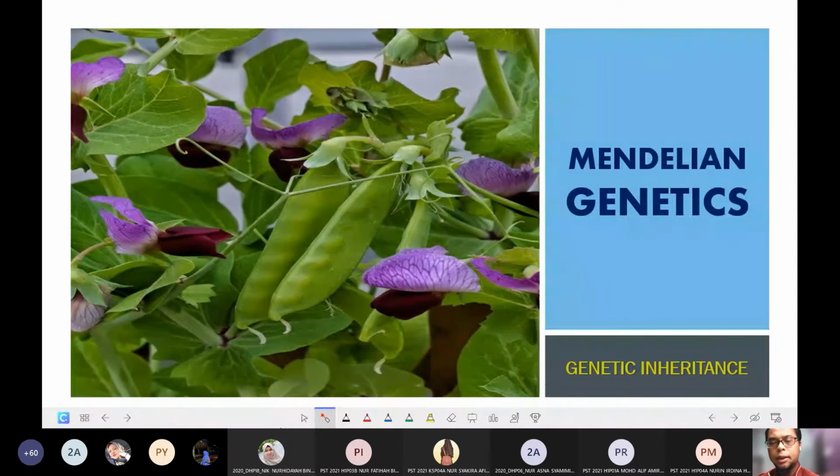Okay, and so now we will go into the topic of genetic inheritance, and I will start with the subtopic of 4.1 about Mendelian genetics. And I will start with some terminologies and the introduction to this Mendelian genetics.